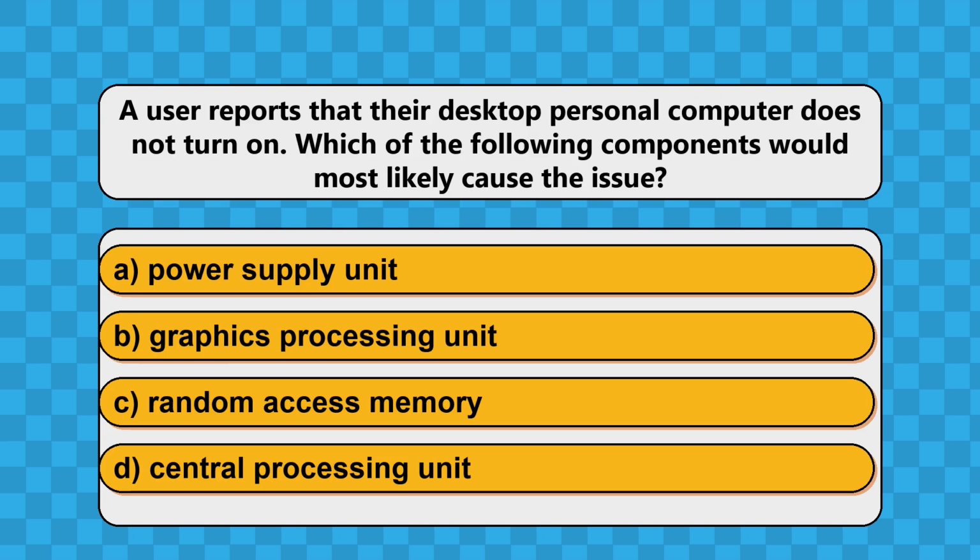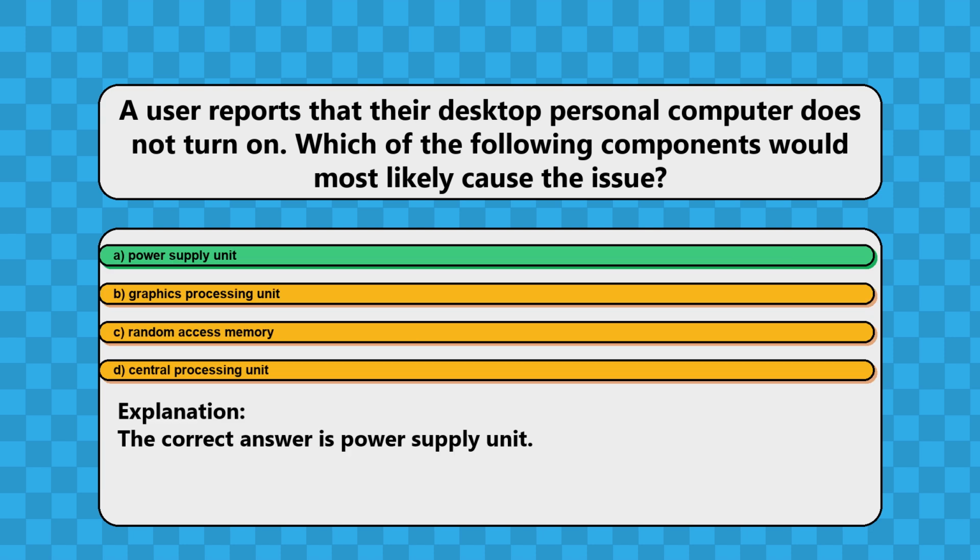Question 71. A user reports that their desktop personal computer does not turn on. Which of the following components would most likely cause the issue? Option A, power supply unit. Option B, graphics processing unit. Option C, random access memory. Option D, central processing unit. The correct answer is option A, power supply unit.